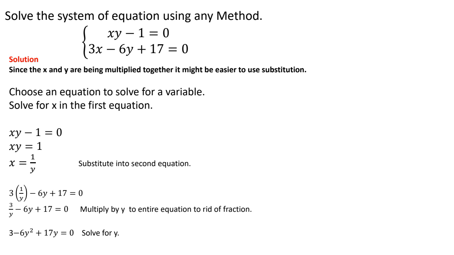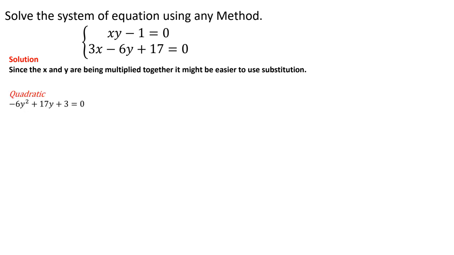Okay, so here we have a quadratic equation. Let's put it in standard form. Let's reorder it: negative 6y squared plus 17y plus 3 is equal to 0. Okay, so let's go ahead and use our quadratic equation again.